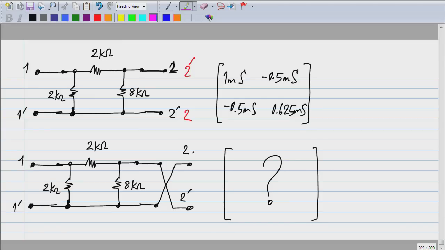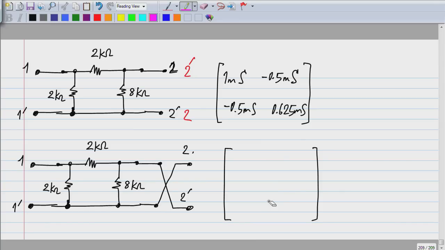There is another answer that says sign change, but sign change of which parameters? All of them, some of them, which ones? Those which are associated with port 2. No, that is not correct. Yeah, so Y12 and Y21 will change sign, okay?